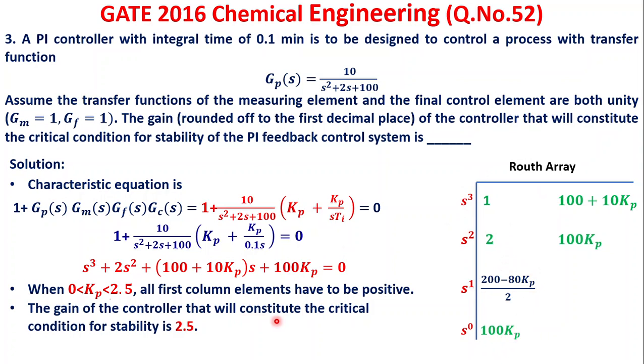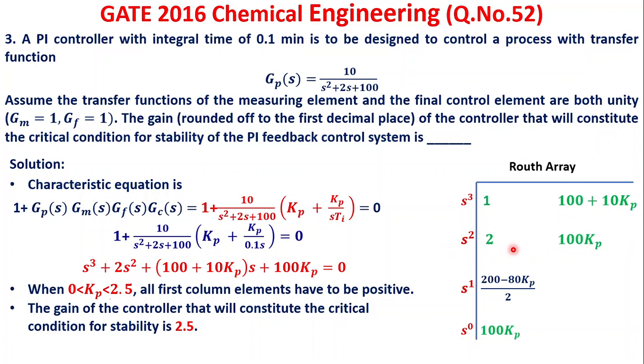Therefore, what will be the gain of the controller that will constitute the critical condition? So critical condition means Kp equal to 2.5. So if Kp equal to 2.5, this will be a row of zeros. Therefore, here you will get the auxiliary polynomial. Therefore, we will get imaginary roots.